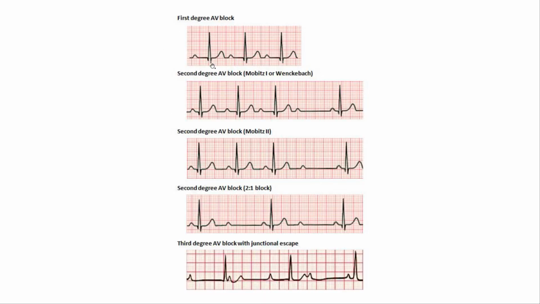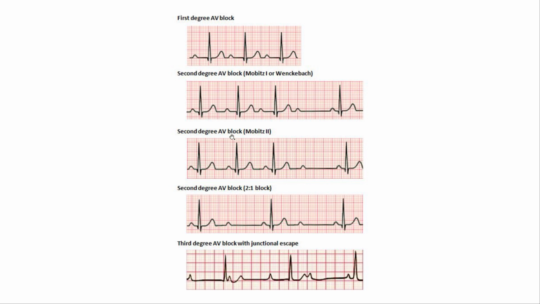Heart blocks. First degree heart block, you look at the PR interval, which is from the beginning of the P wave to the beginning of the Q wave. And if that's greater than 200 milliseconds, which is one big box, that's first degree heart block if it stays constant. So first degree heart block, all there is just a long PR interval, which is constant, but every single beat is conducted. The difference between first degree and second degree is that in second degree, every so often a heartbeat doesn't get conducted.